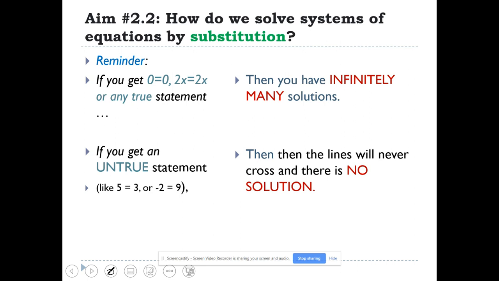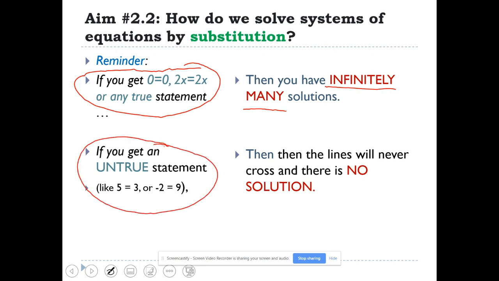There are two special types of solutions. If you get some kind of a true statement, then you have infinitely many solutions. If you get a false or untrue statement, then these lines are parallel, they will never cross, and have no solution.